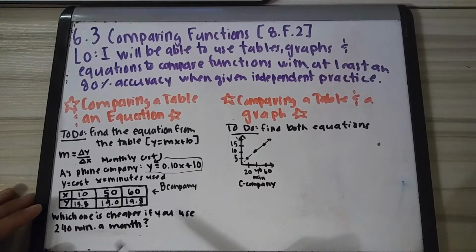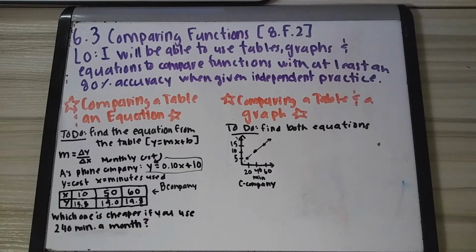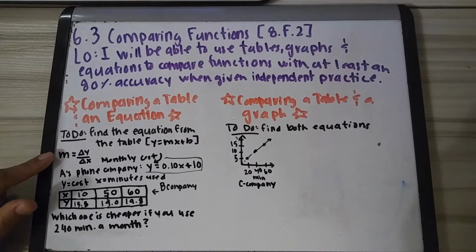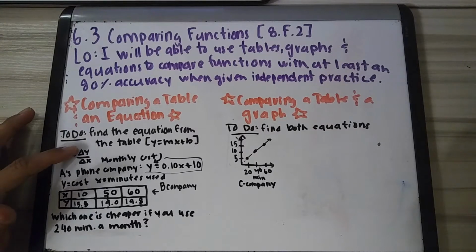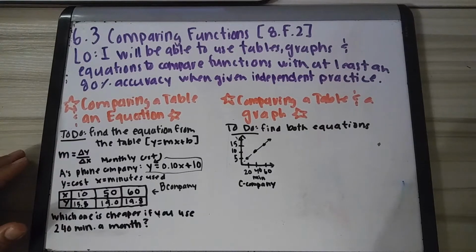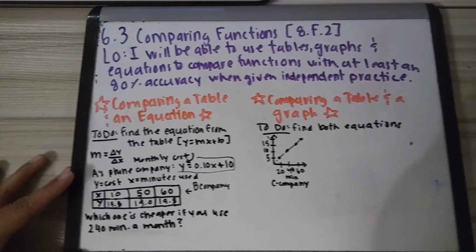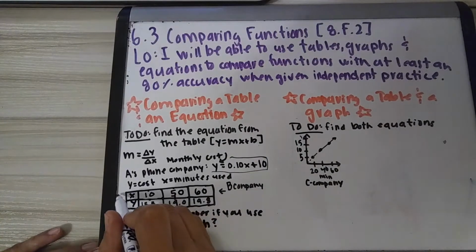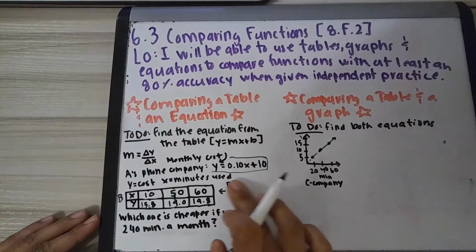Now for company B, we have a table. From that table, we have to derive the equation, which is in the form of slope-intercept form, y equals mx plus b. So what we need to find is our m. Going back to finding our slope, it is rise over run. So we have to find the difference of y's over the difference of x's, so the change of y over the change of x. I'm going to take those points and create my equation with the points given on my table.